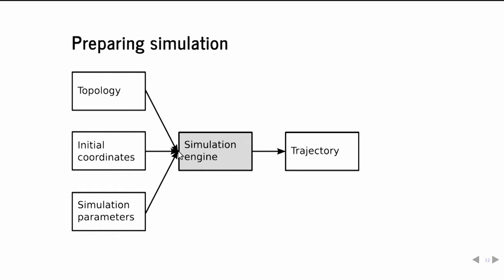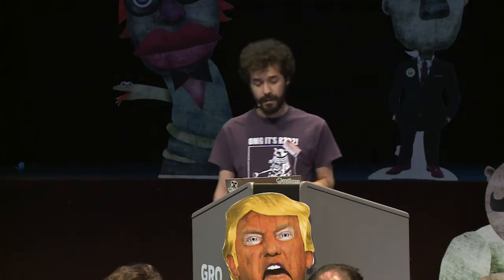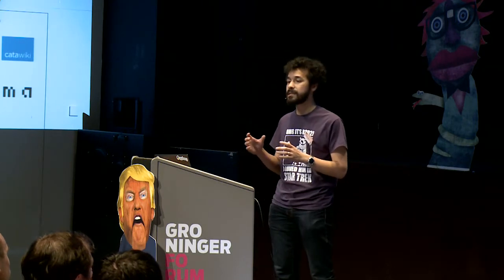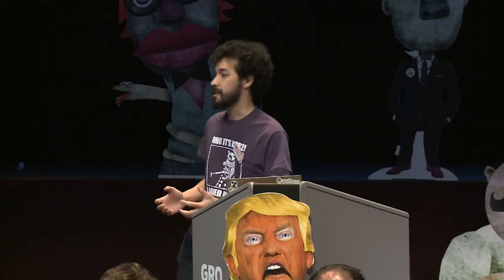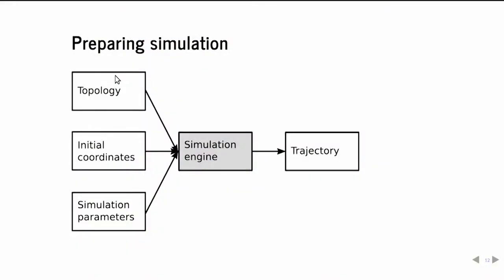So the simulation is run, in my case, on software that somebody else wrote, and that has been optimized for years to exploit every little bit of performance the computing cluster can provide. But this simulation engine needs to know what is in the simulation. So it needs a topology. Say, I have these atoms, and they are connected this way. It also needs to know where these atoms are. What are their initial coordinates?